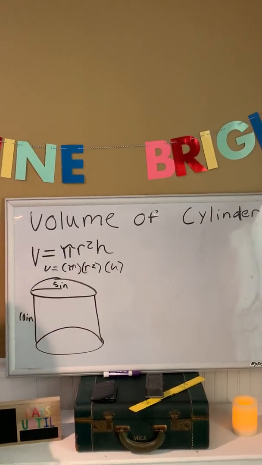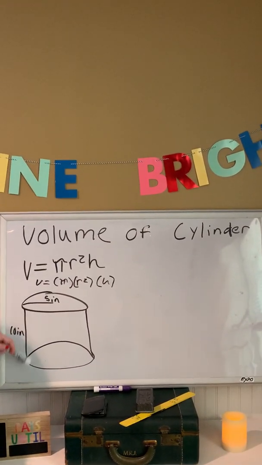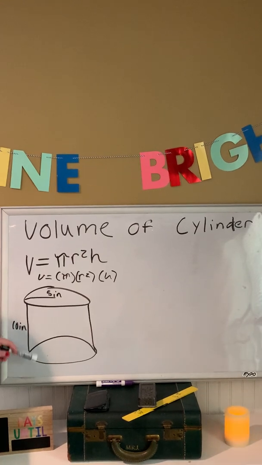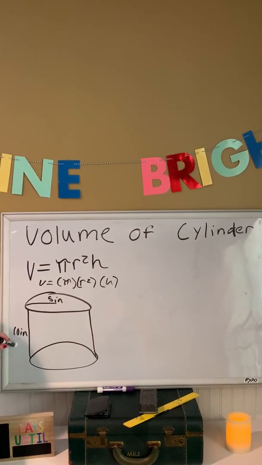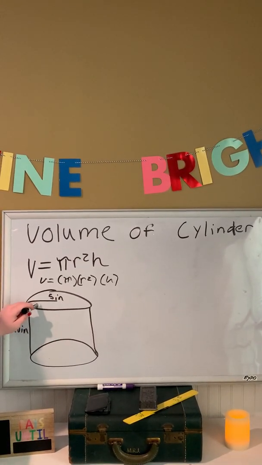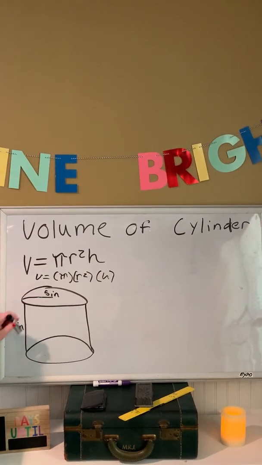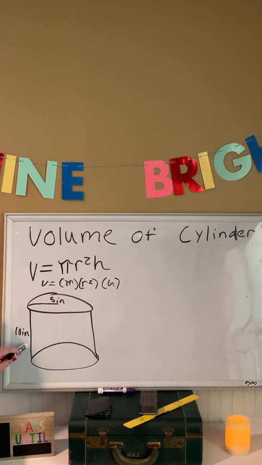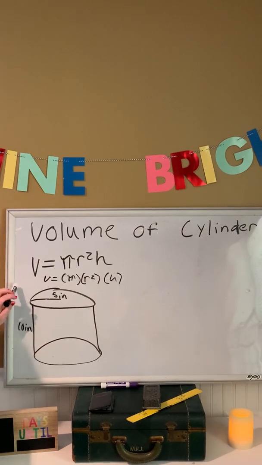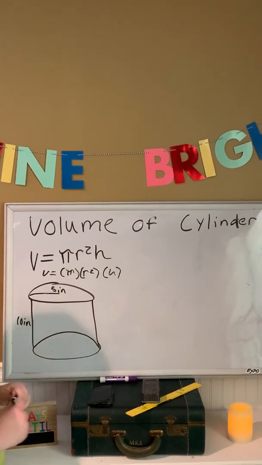So we're going to do an example. The example we're going to use is this cylinder. This is what a cylinder looks like. And we have 5 inches is going to be the radius because it's half of the circle on the top. And we have the height is 10 inches. So we have to use that data and fill in our formula with the data we have.